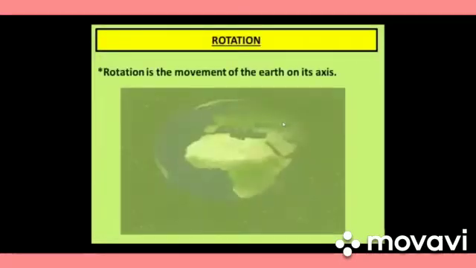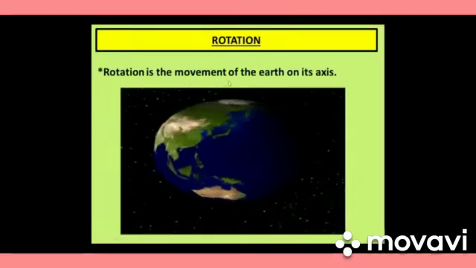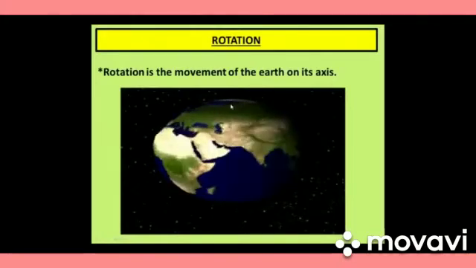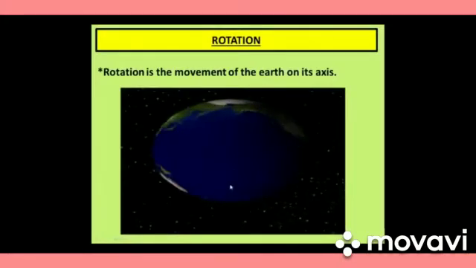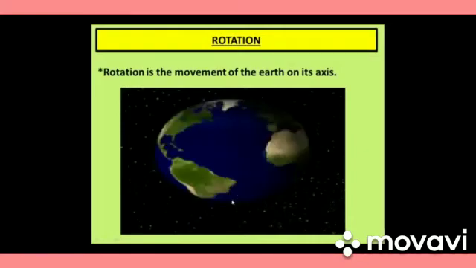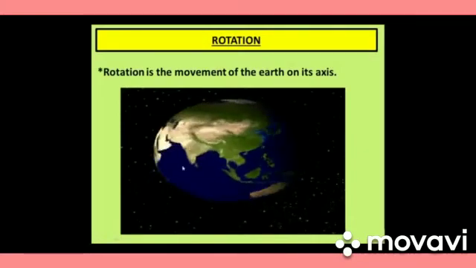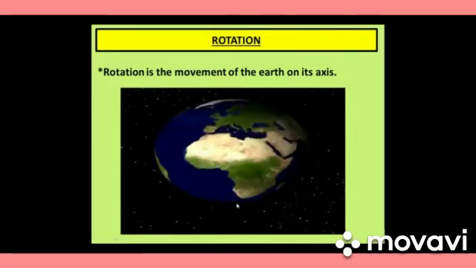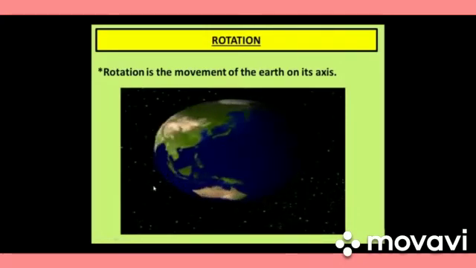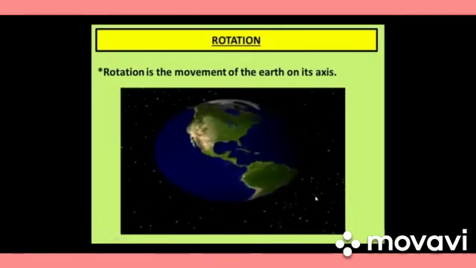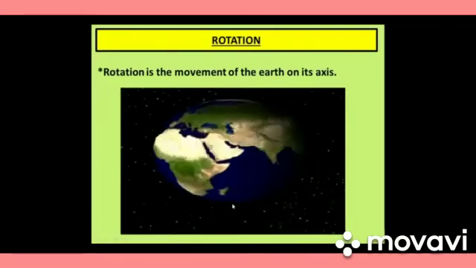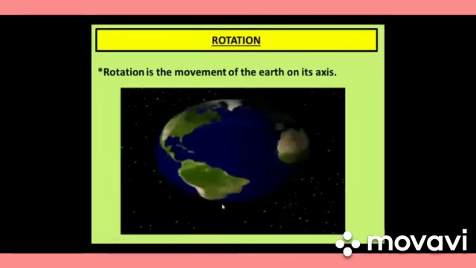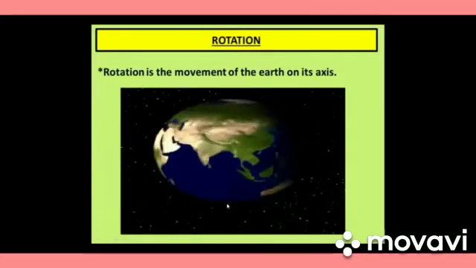Now see what is rotation. Rotation is the movement of the Earth on its axis. Now what is axis? When you see this portion of the Earth, you can see it is rotating on its axis at a similar point, right? Only at one point. It's not that it is sometimes rotating over here, sometimes rotating over there. It is rotating at a fixed point. So this fixed point, which is in the center of the Earth, is known as the axis.